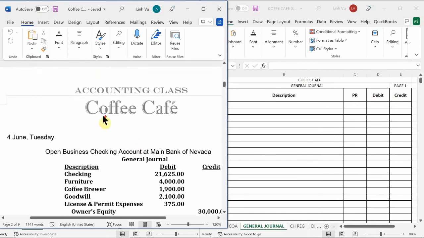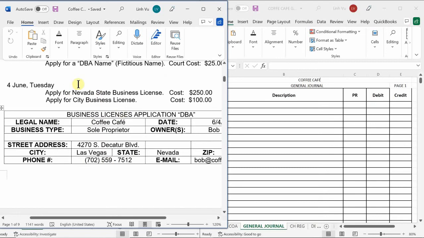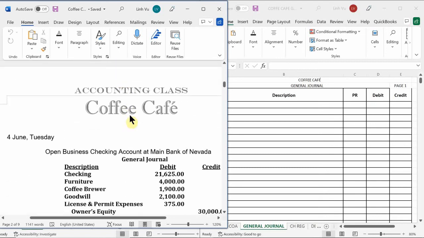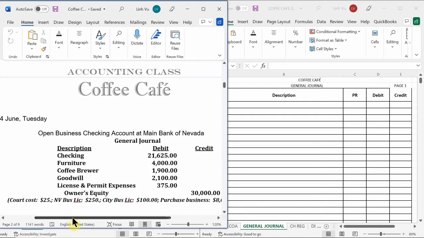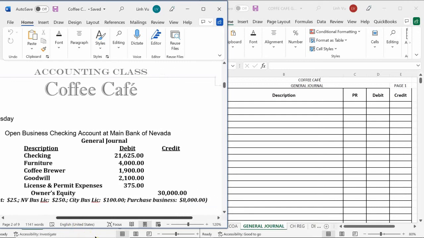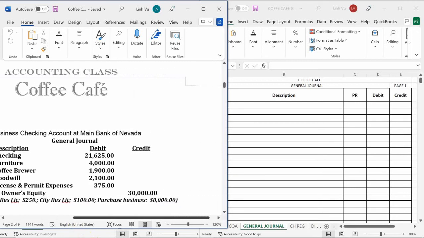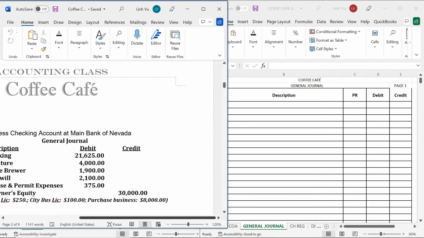So then that very same day when you applied for the business license and stuff, we also decided to open up a checking account. Okay, so here you go. You open a business checking account at Main Bank of Nevada.